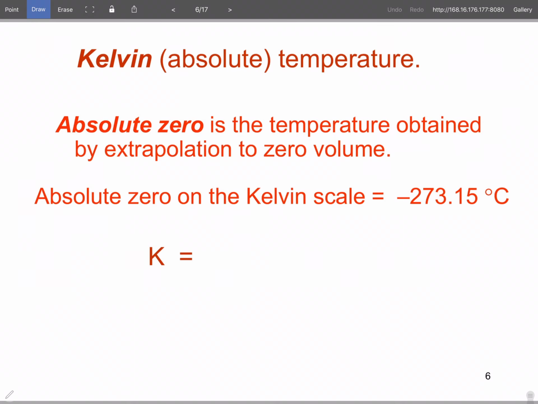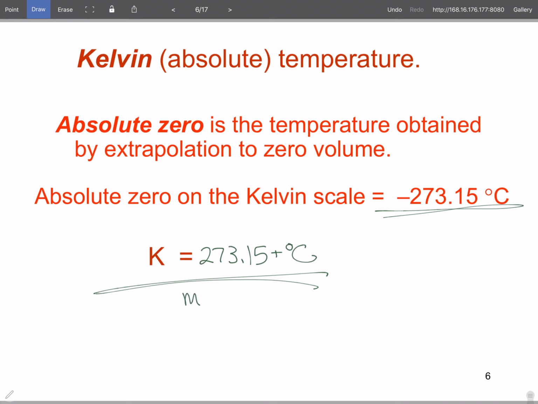Okay, so let's talk a little bit more about the absolute temperature. We've actually gone through this. Remember, K is 273.15 plus whatever degree C you have. So make sure you're always there, because absolute zero is negative 273.15. Now remember, I am not giving you this. I've told you this before, and you're expected to know that particular conversion. Okay?